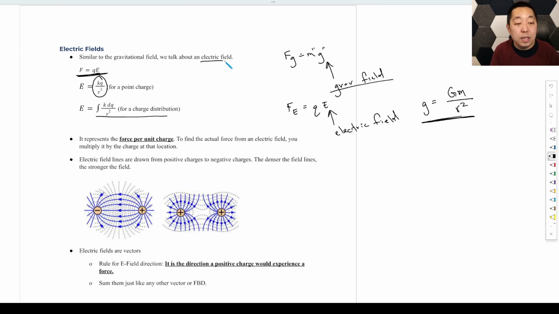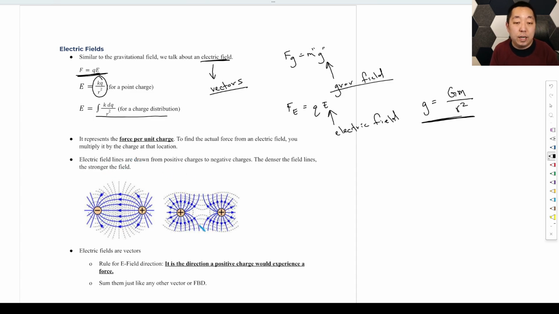Now, keep in mind, electric fields are vectors, so you need to add them as vectors, not as scalars. Adding them as scalars is where you just add them up. To add them as vectors, you must decompose into the x and y components and only add things in the x or y components.